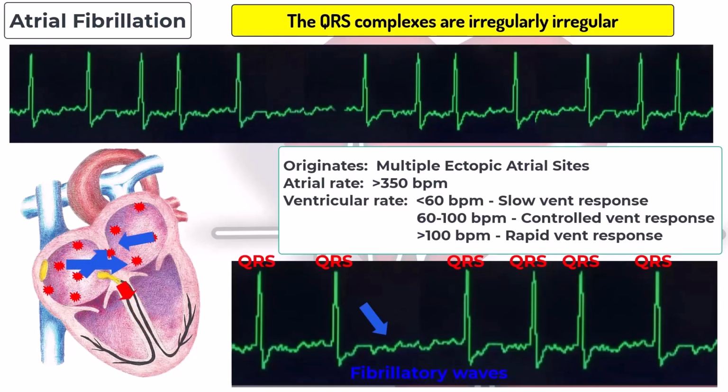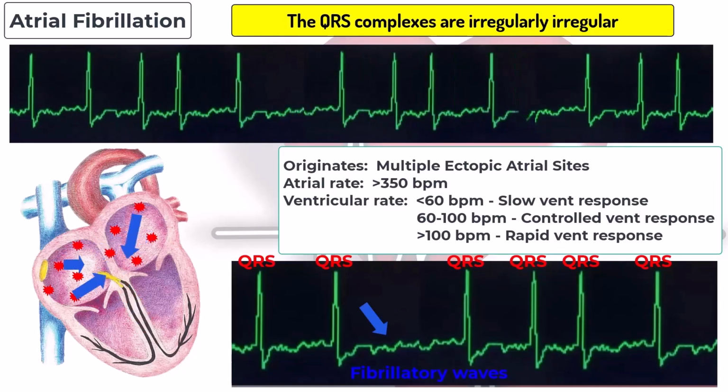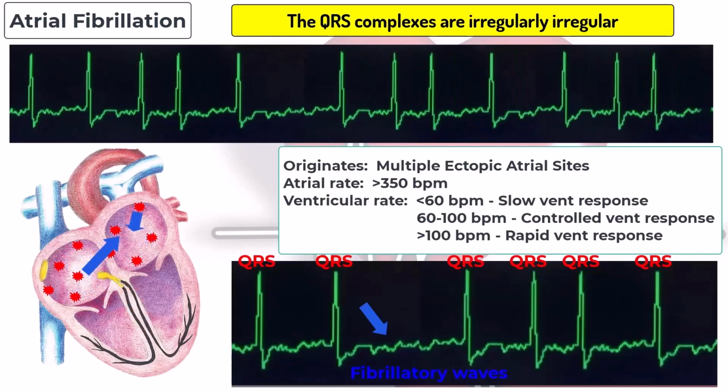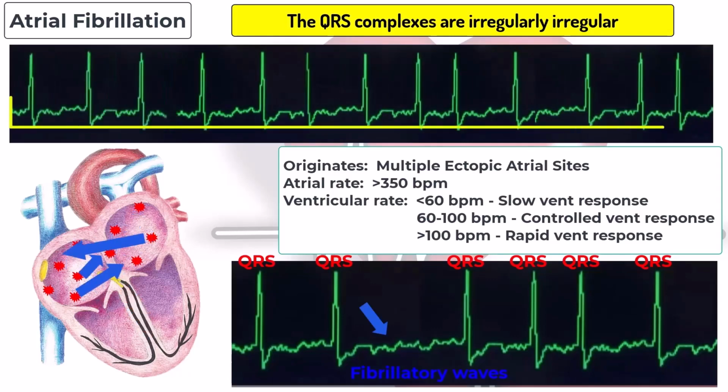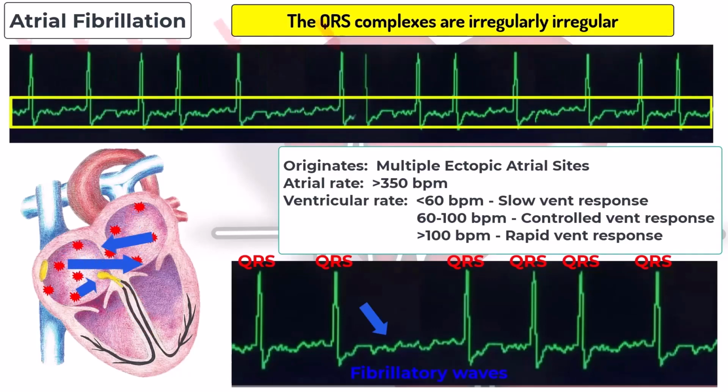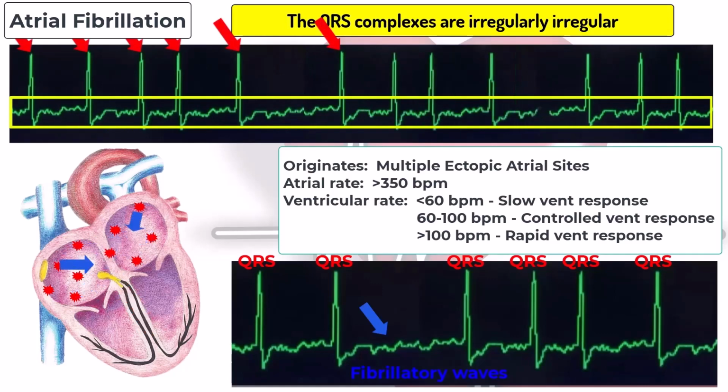Since the QRS complexes originate from the atrioventricular node, they appear narrow and normal looking. Here are the fibrillatory waves, and here are the QRS complexes.